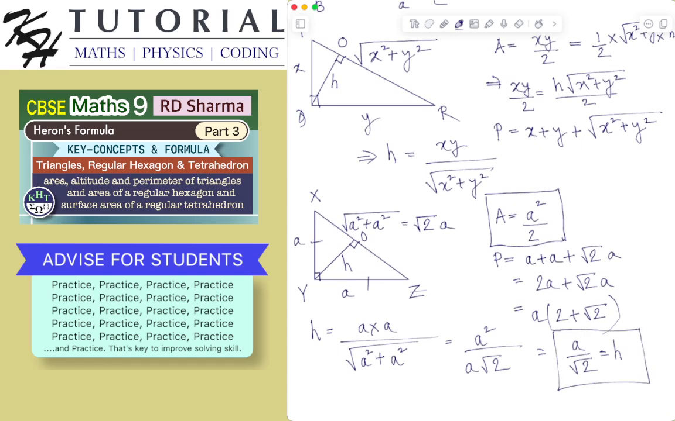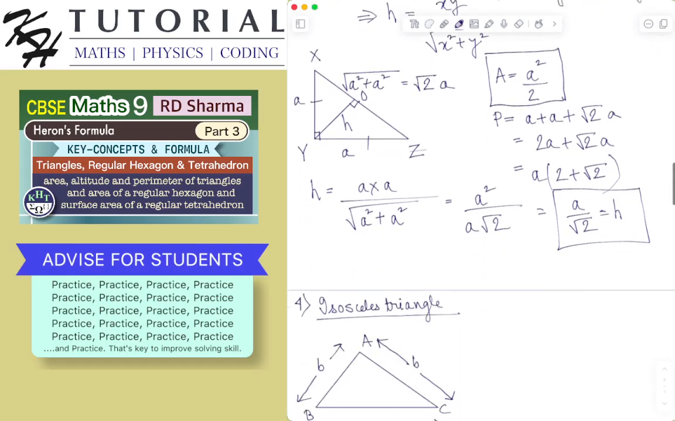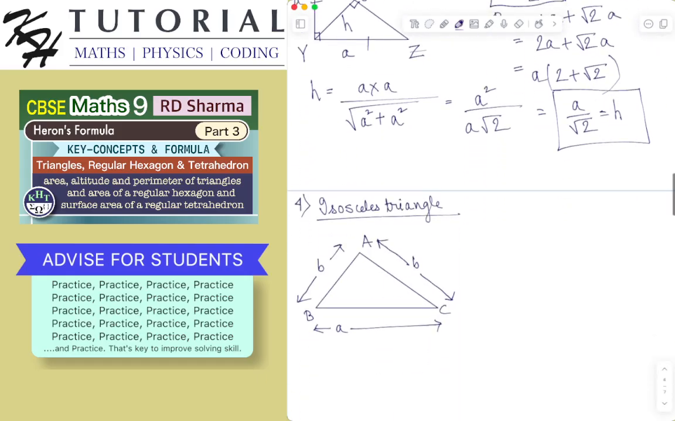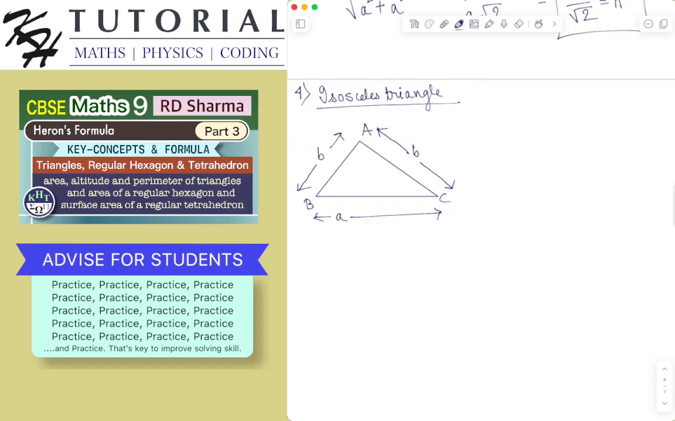Okay, so this was the right angled triangle. Now let's see the isosceles triangle. So let's say we are given ABC is an isosceles triangle where the side AB is equal to AC and they are of length b, and the length of the other side BC is given as small a. So how do we find the area of this triangle?